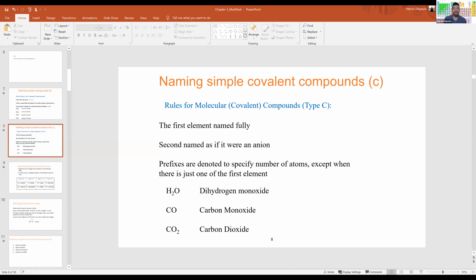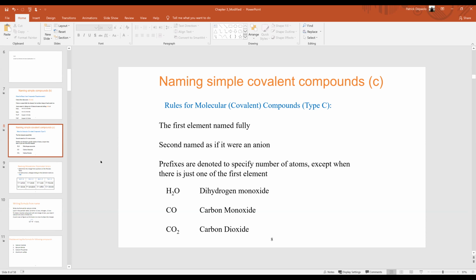So if you only have one of the first element in covalent bonds, you do not use a prefix. It's written right here. Prefixes are denoted to a specific number of atoms, except when there is just one of the first element. So if there's only one of the first element, no prefix. If there is more than one, you have to use a prefix. So if you have dicarbon monoxide, C2O, that's totally a thing. That's definitely real. So you would have dicarbon. But if it's just carbon monoxide, if you just write the singular element name as the first element, it tells the reader that, okay, there is just one of these. And it works out. Okay, any questions?